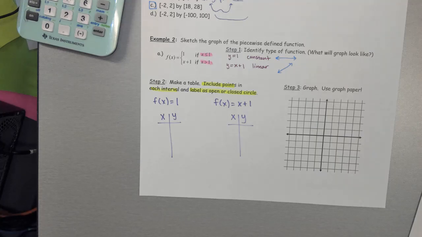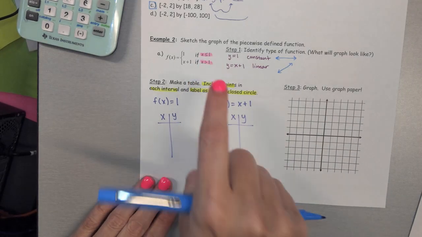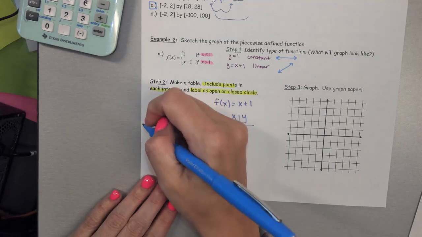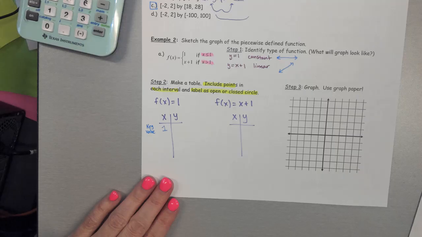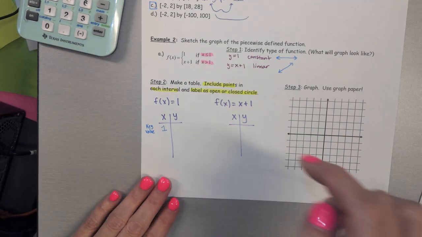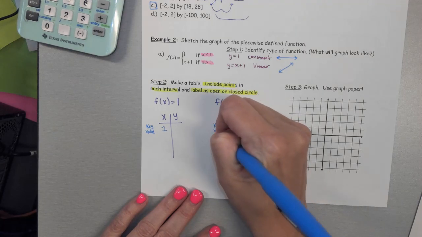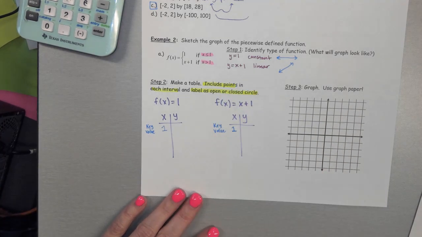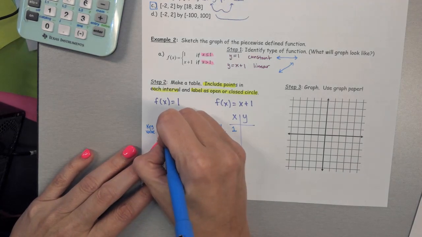On your table, you are going to put your key values. So if you have x is less than or equal to 1, 1 is the key value that you have to put on your table. For this one, the key value is also 1. Sometimes that bothers people because it says x is greater than 1, and they try to start with 2, but we're going to graph it, and then I'm going to show you why that would not be correct.